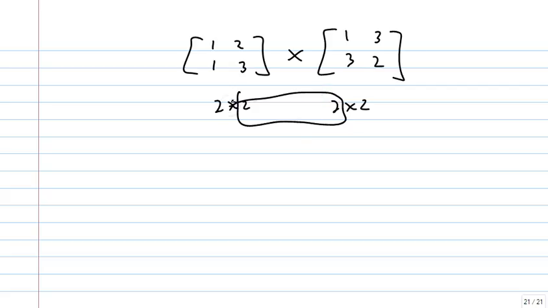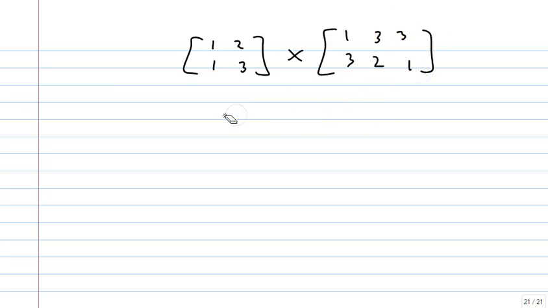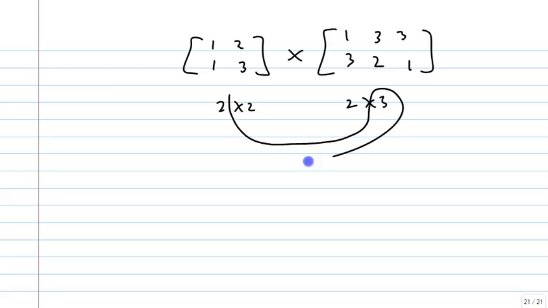Okay, so if this were a 2 by 2 and a 2 by 3, can you multiply those together? Yes, you can. Yes, exactly. And what you end up getting is the outside numbers, so you end up getting a 2 by 3.